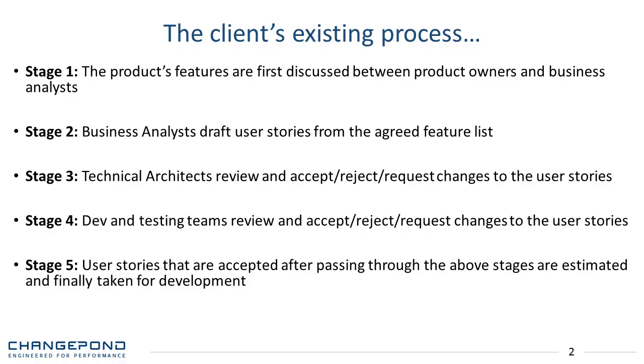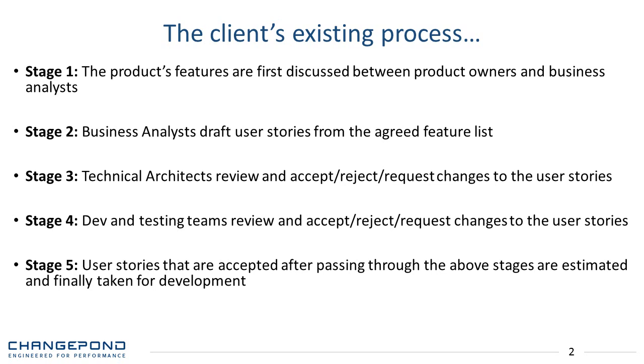The first thing ChangePoint did was to try and understand the client's existing process. We found that the client follows roughly a 5-stage process in their Agile project. In stage 1, the product's features were first discussed between the product owners and the business analysts. In stage 2, business analysts then drafted user stories from the agreed feature list.